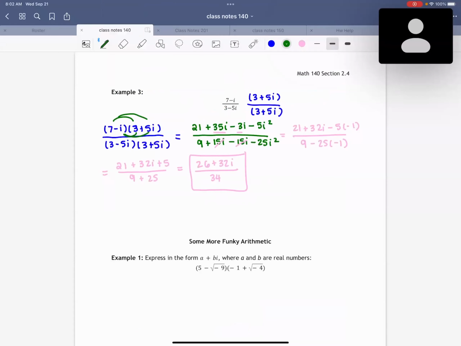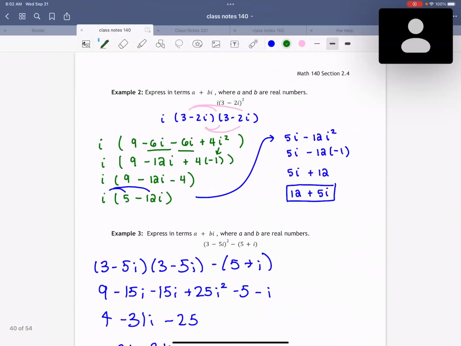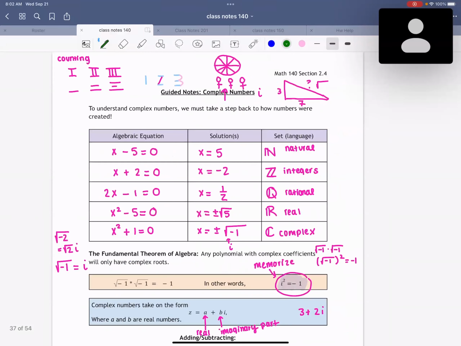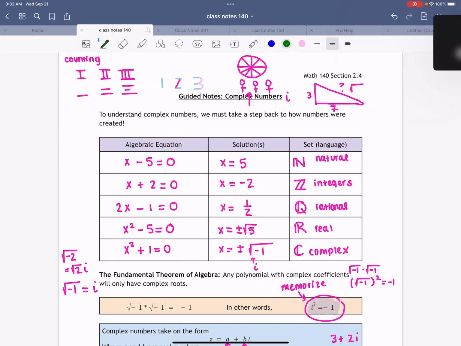Right, so we're going back to the notes that look like this. It says complex numbers on it. Before I go on, is there anyone who needs the guided notes? All right. So I'm gonna get mine out. All right, so let's finish up our talk about complex numbers.